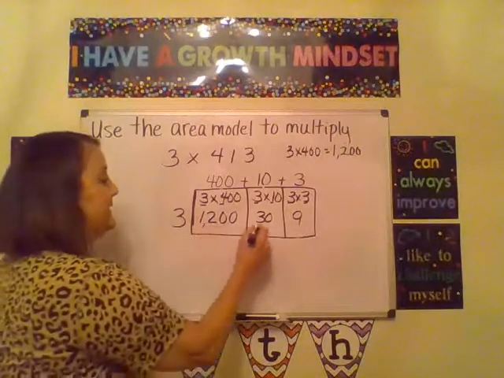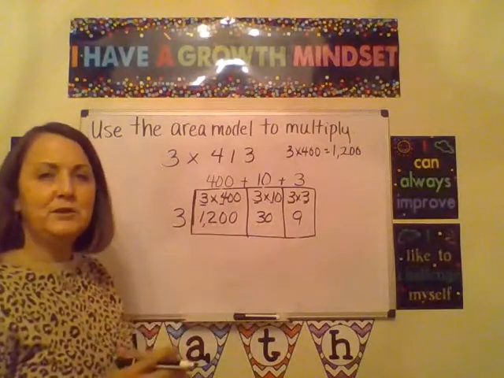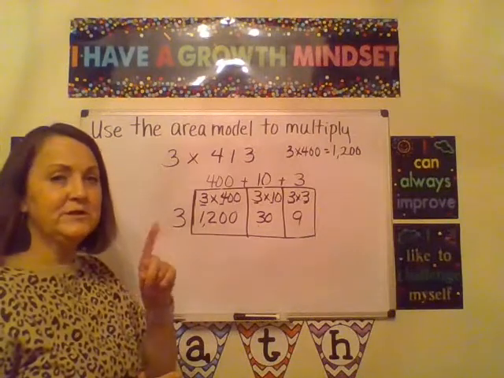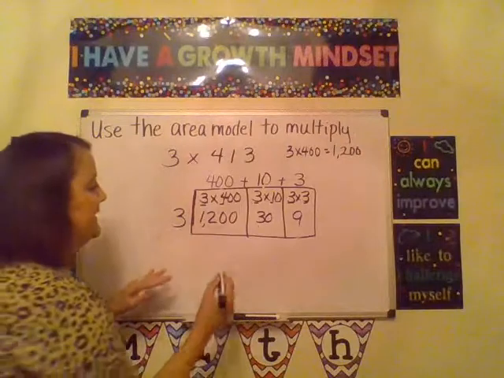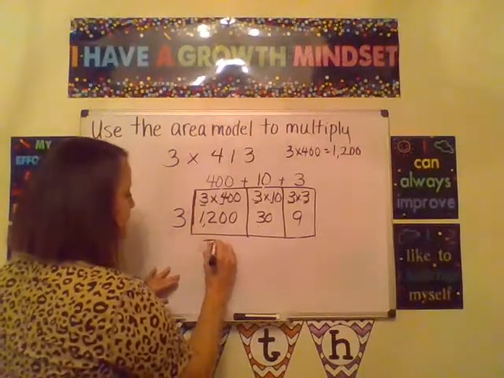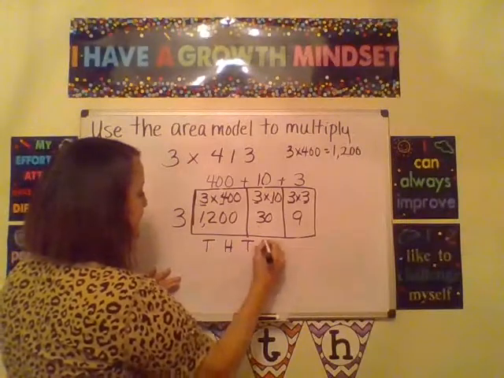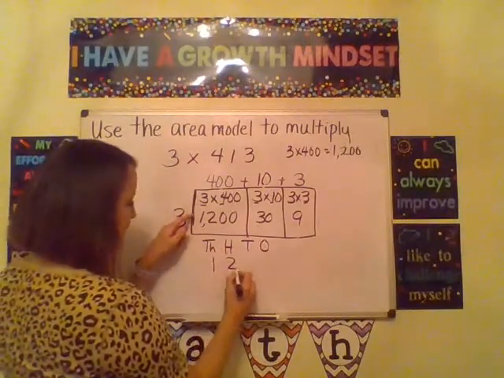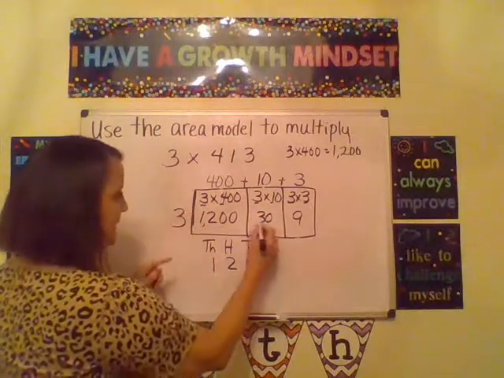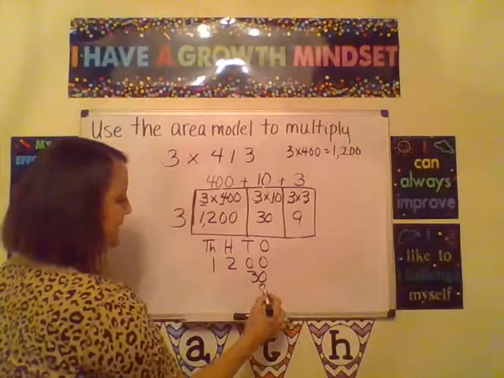Now we're going to add up these 3 partial products, but we have to make sure we use place value positions and we stack and add them up correctly. So I've got my thousands place, my hundreds place, my tens place, and my ones place. I'm going to write this number first. Then I'm going to write this partial product. And last, we'll add the 9.